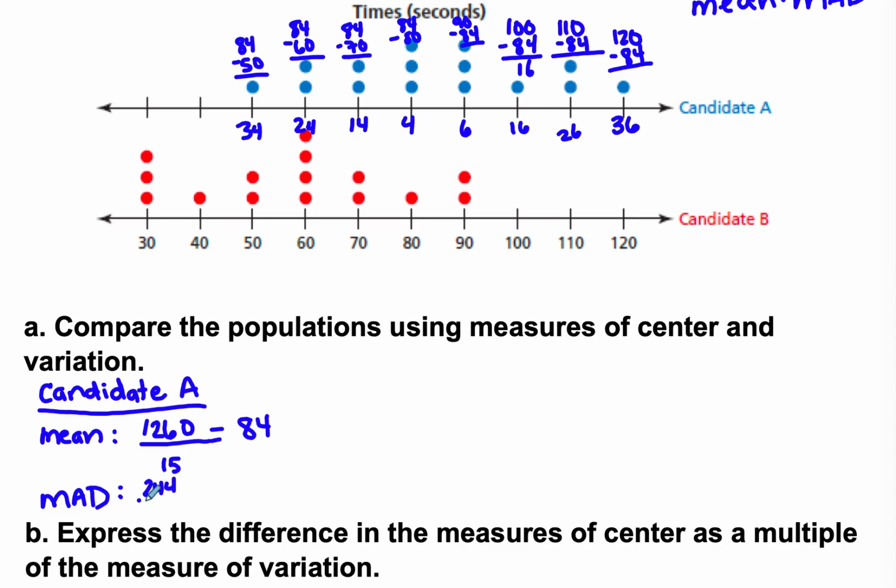We still have 15 numbers. And when we divide that out, we get 16 3/10. We're going to round to the nearest whole number. That's going to be about 16.